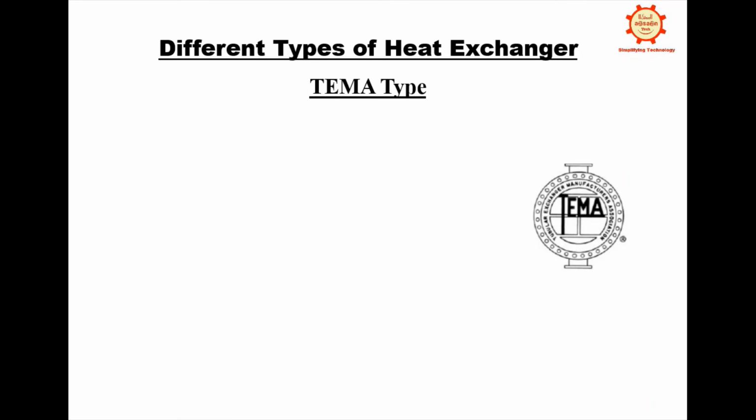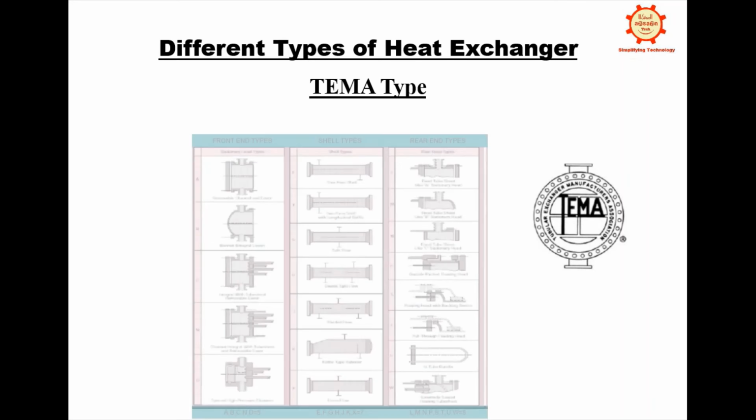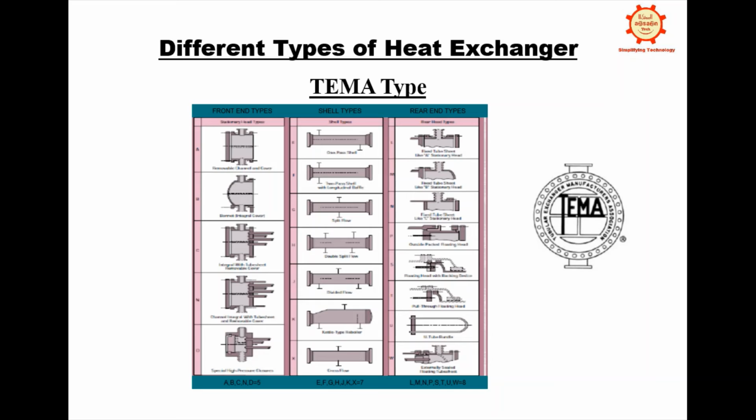Normally TEMA standards are followed. In TEMA they are subcategorized based on their front end side, rear end side, and the different forms of the shells. Normally for the front end there are around 5 different types like A, B, C, N, D, and there are 8 rear types like L, M, N, P, S, T, U, V, W. And in shell there are again 7 types. So different combinations will be used whenever required.